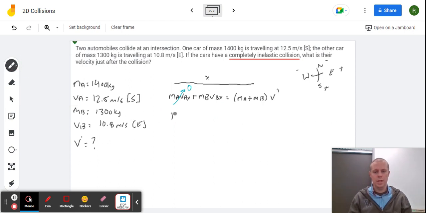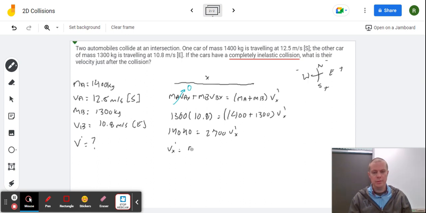So we have 1300 times 10.8 equals 1400 plus 1300 V prime. Sorry, this should be V prime X. So with a little bit of simple math, we get 5.2 meters per second east. And that is the momentum it carries in the x direction.